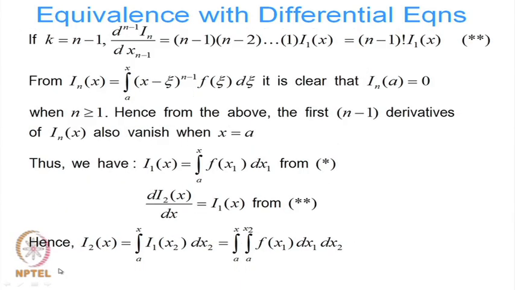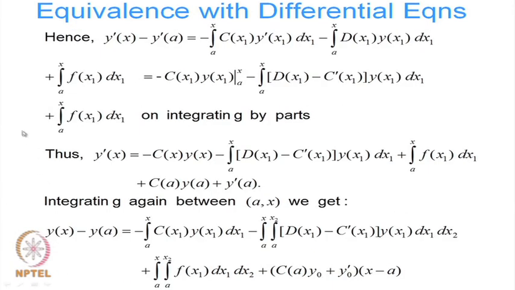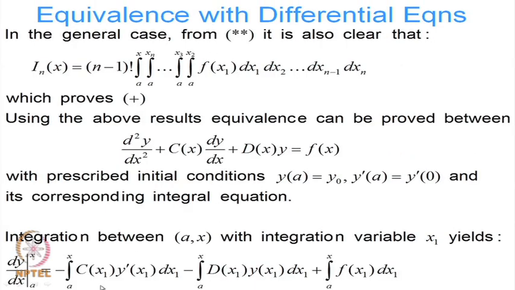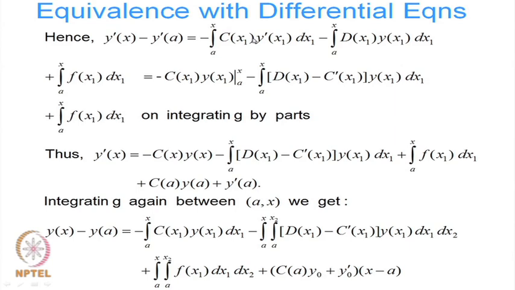So I have y prime of x minus y prime of a. So dy dx at x and at a, so y prime of x minus y prime of a is equal to minus c(x1) y prime(x1). So I have just rewritten it basically. This equation I have just rewritten it. So minus c(x1) y prime(x1) minus d(x1) y(x1) and plus f(x1). So this is what I have, and then I will integrate by parts on this term.